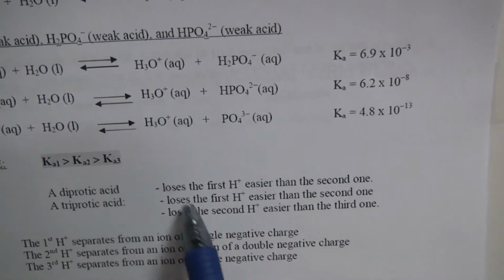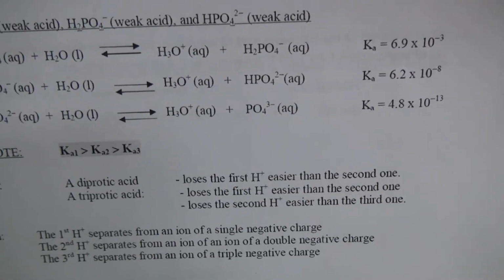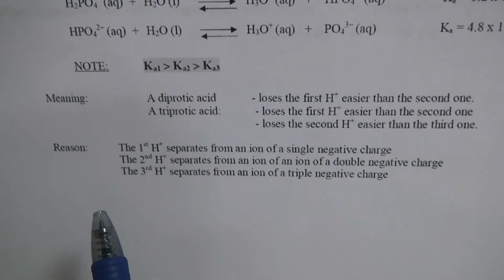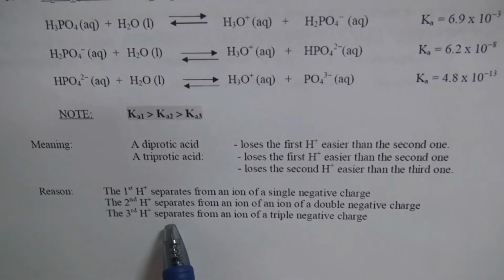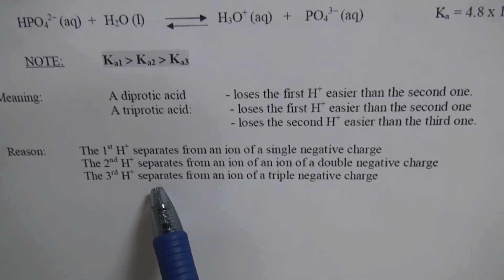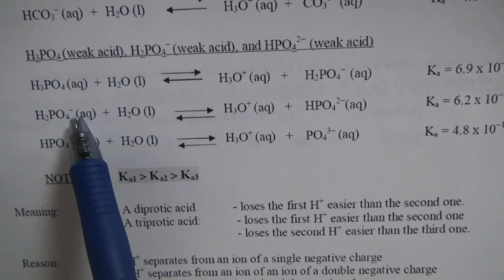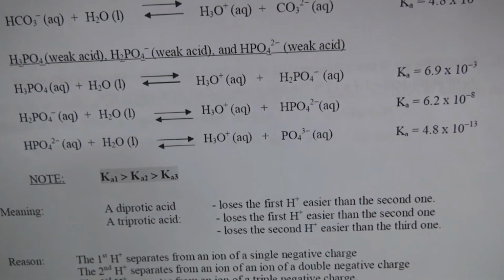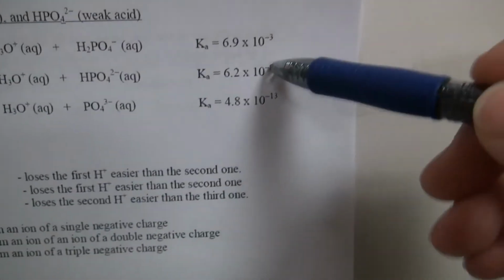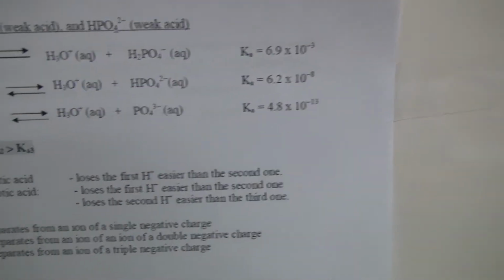And a triprotic acid loses the first and the second much, much easier than the third, respectively. Again, this is the explanation we talked about earlier: it's harder and harder to remove a proton as you're forming more and more negative charge, and the acid does not want to do that. That's why the number goes down.